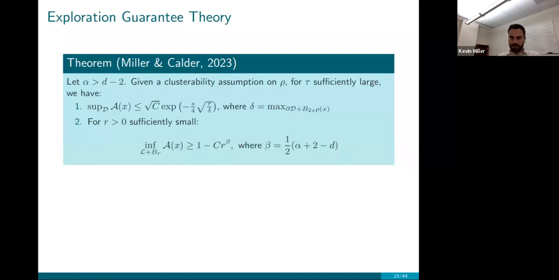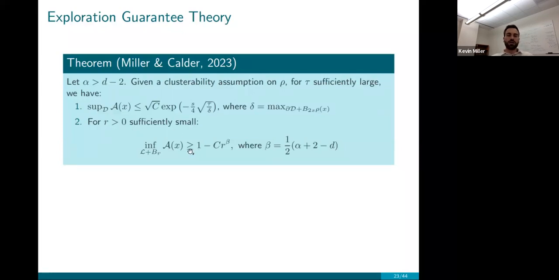Given this clusterability assumption on the data generating distribution density rho, and for tau sufficiently large, we can upper bound the acquisition function on the unlabeled cluster with this exponential bound here in terms of tau and delta, where delta is the largest magnitude of the density in the background region, also dependent on the distance to labeled points or clusters that have labeled points in them. So if the background density is really small, so if delta is small, then this upper bound is significantly improved.